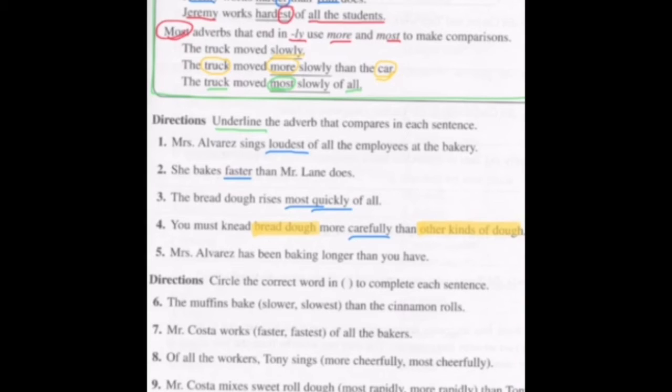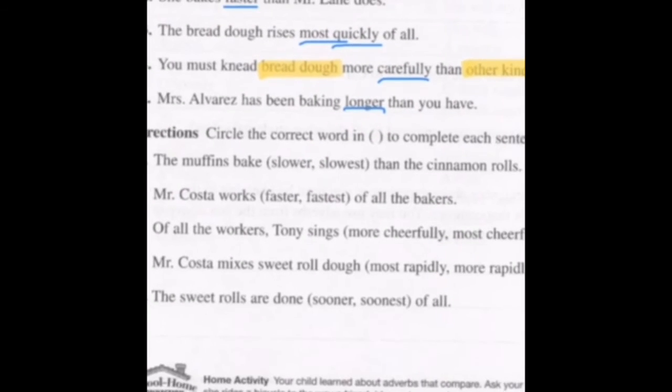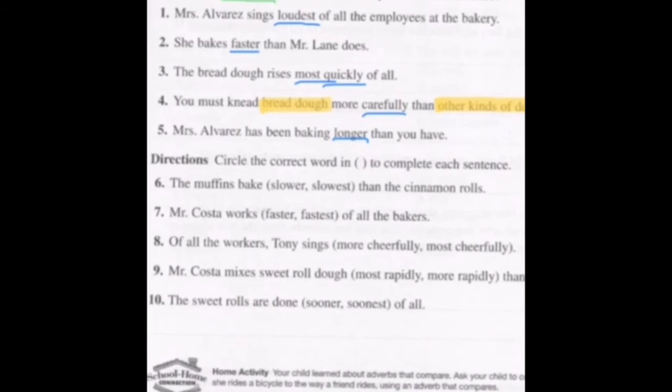Finally, number 5, Mrs. Alvarez has been baking longer than you have. Okay, so baking is our verb. What word describes how she's baking? Again, we're comparing Mrs. Alvarez and you. She is baking longer. Number 6, circle the correct word in each parentheses to complete each sentence.